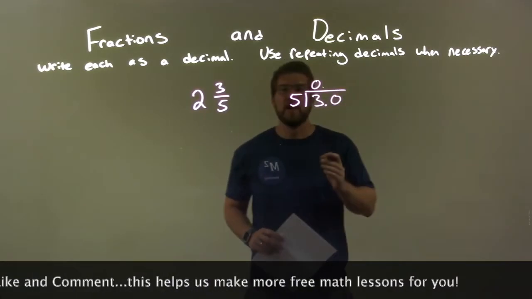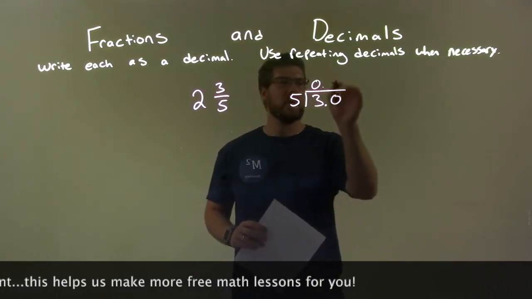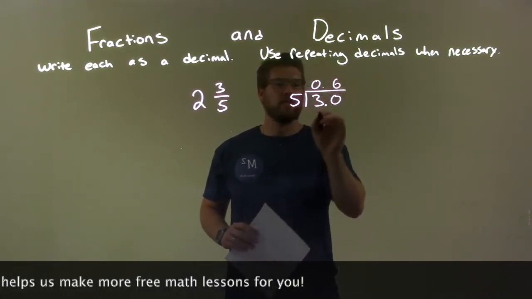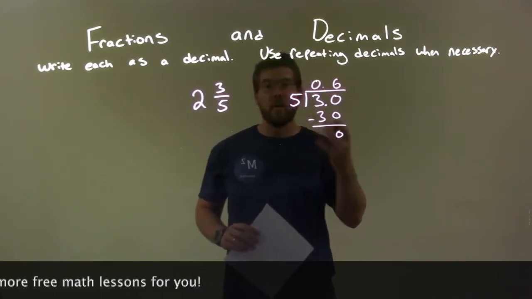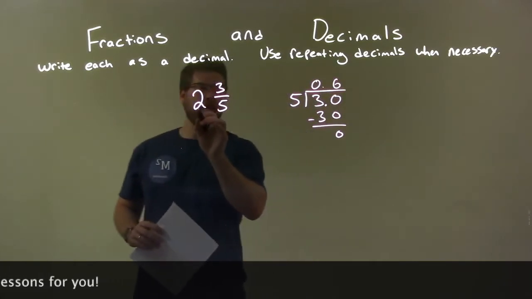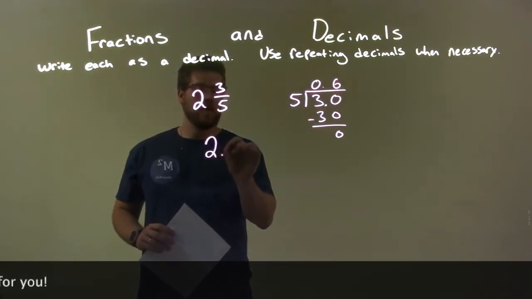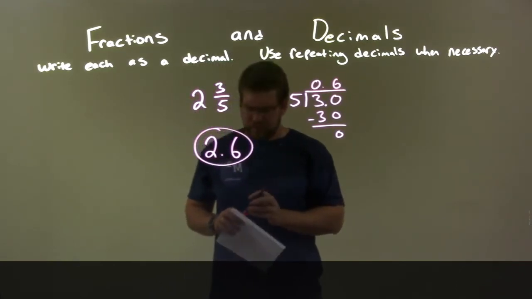All right. So now 5 goes into 30. Well, 5 goes into 30 6 times. Okay? 6 times 5 is 30. We subtract them, we get a 0, and now we're done, actually. Okay? So we have the 0.6, and then don't forget that 2. So we have 2.6 together, and that is our final answer.